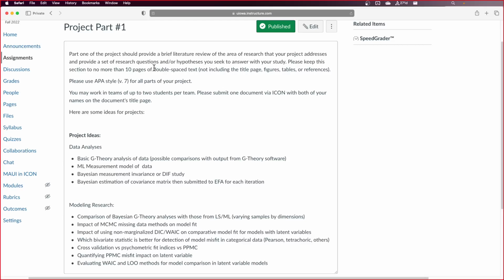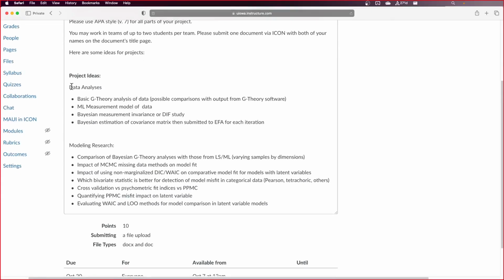The ideas I have listed here. So let me back up. You don't have to follow these. You can follow any idea that you feel passionate about. In fact, if you have your own data, I'll work with you to design an analysis that fits under the scope of our class, okay? I'm confident that we will find a way to make that work.